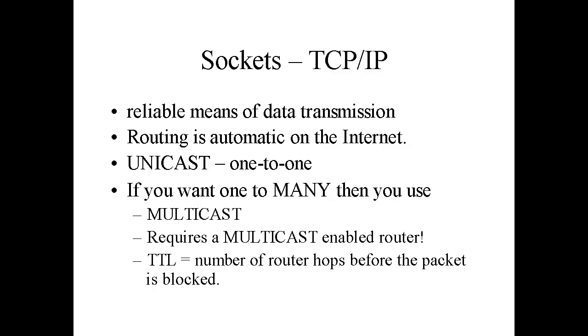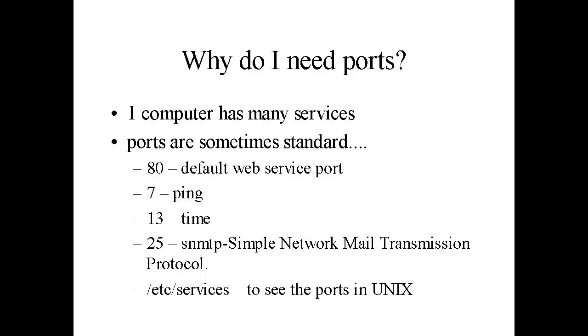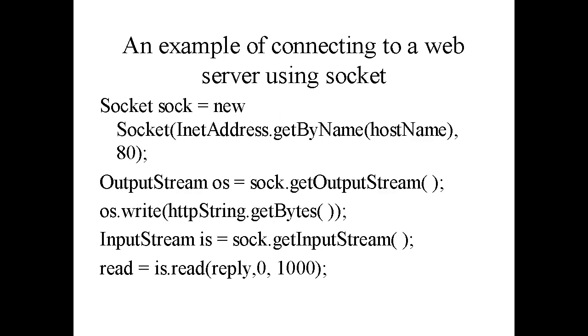And in order to do that, you need a multicast enabled router, and typically you keep the entire internet from getting flooded with your traffic by having a time to live, which indicates how many router hops your packet can go before it gets blocked. So most computers have many servers. Port 80 is typically used for web services, 7 for ping, 13 for time, 25 for mail, and you can go to etc services to see the ports in Unix.